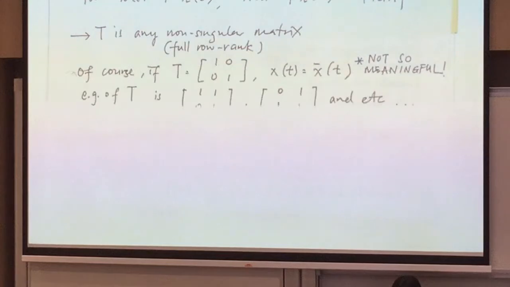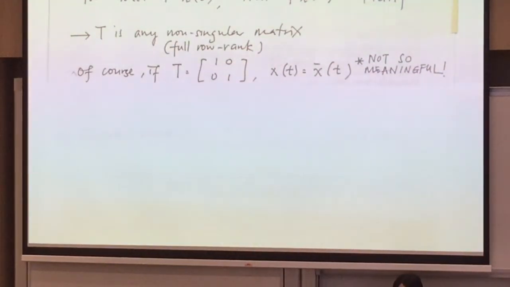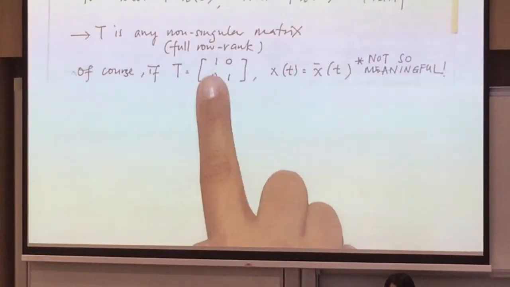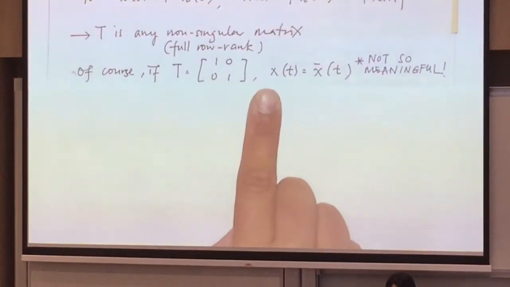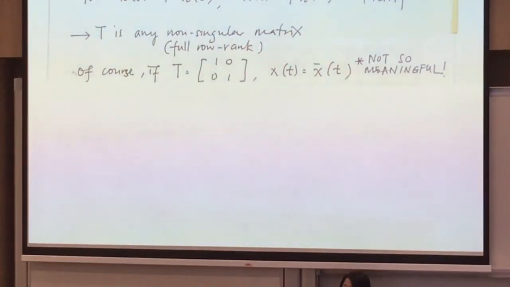So some examples. The identity matrix [1 0; 0 1] is full row rank. It's not so meaningful because if T is the identity, x bar is T times x, so x and x bar are exactly the same.